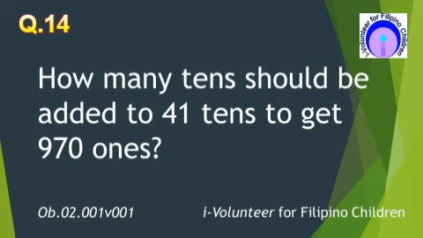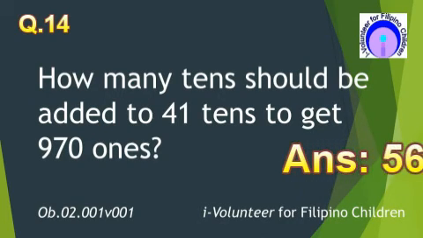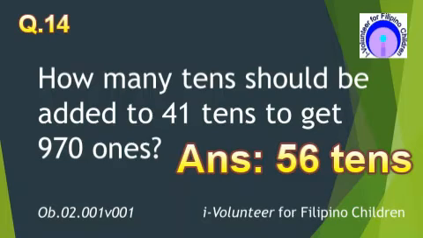Question number 14. How many tens should be added to 41 tens to get 970 ones? The answer is 56 tens.